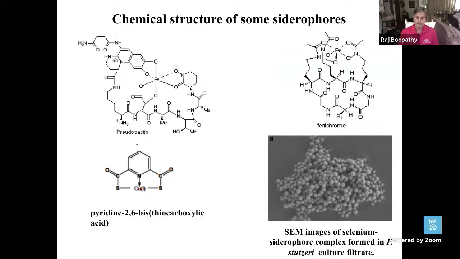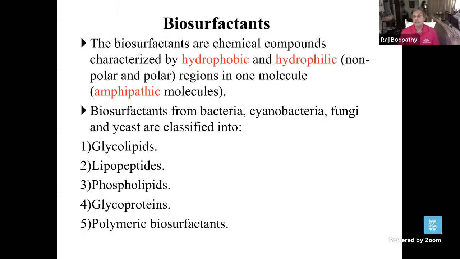So I talked about the plants, microorganisms, they produce the siderophore molecule to solubilize. So here are some of the examples of siderophores. Most of them are produced by Pseudomonas, and Pseudomonas stutzeri is commonly used in solubilizing metals using siderophores. And also, the bacteria produce biosurfactants. The biosurfactants are compounds that have both features, hydrophobic and hydrophilic, which is nonpolar and polar region in the same molecule, that we call an amphipathic molecule.